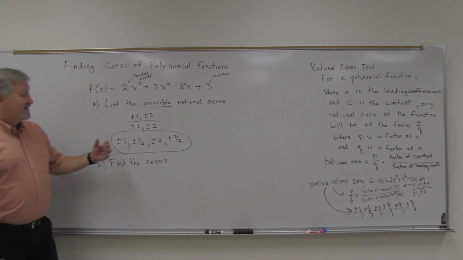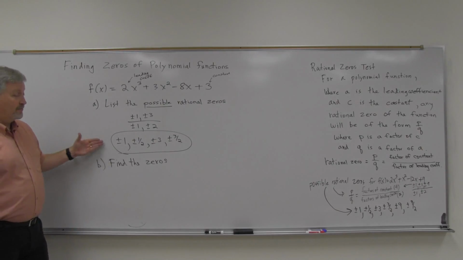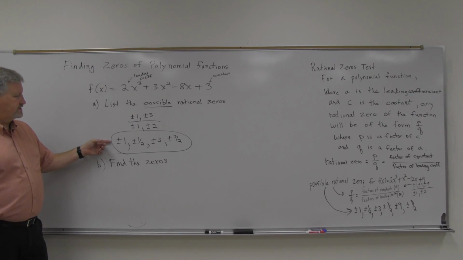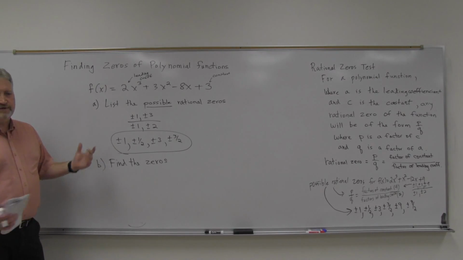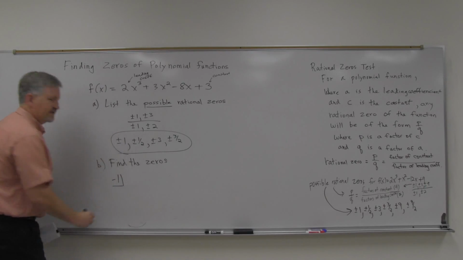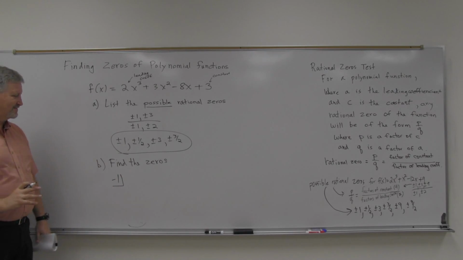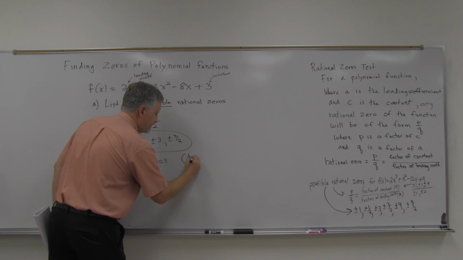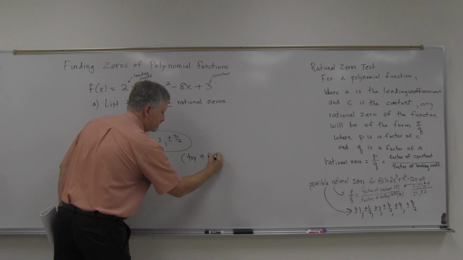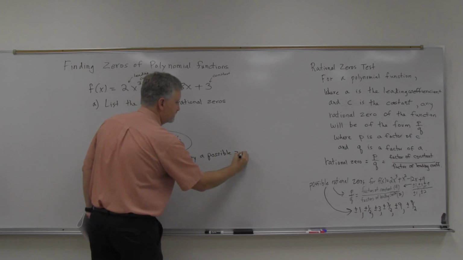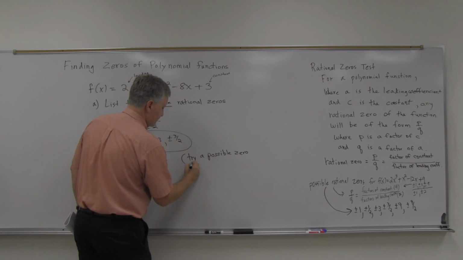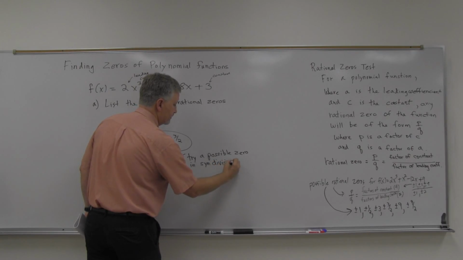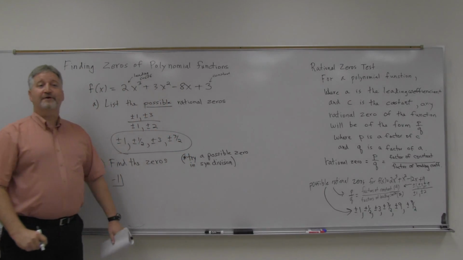We're not given anything to try, but we have a possible list. Now, they may not all work. So let's start with -1, just to start with one here. It may not be the one we'd start with, but let me start with -1 just to make a point. Try a possible zero in synthetic division. And if that one doesn't work, try another one.